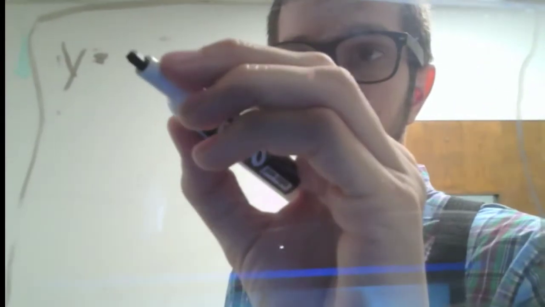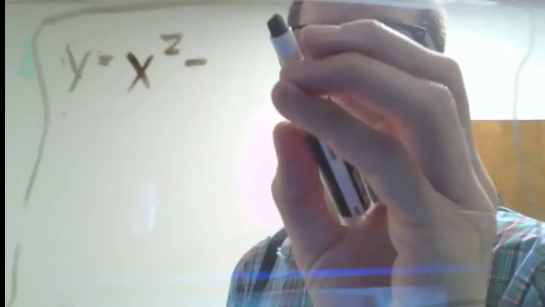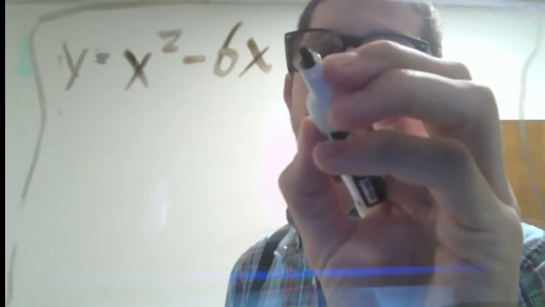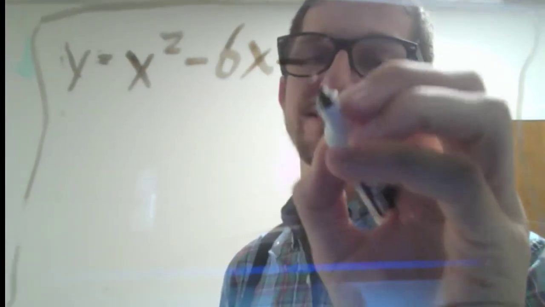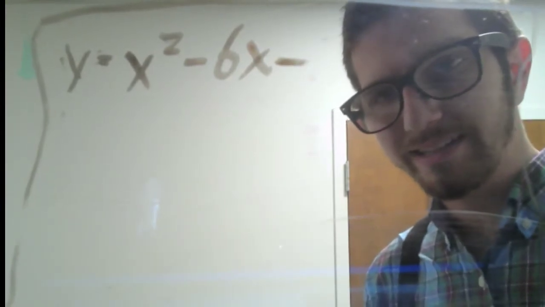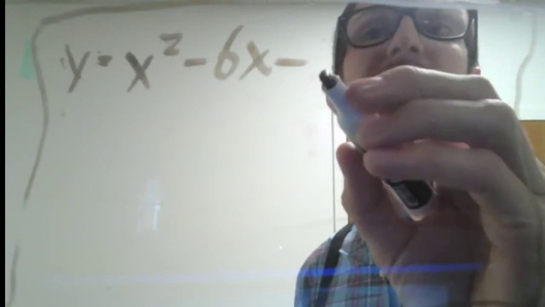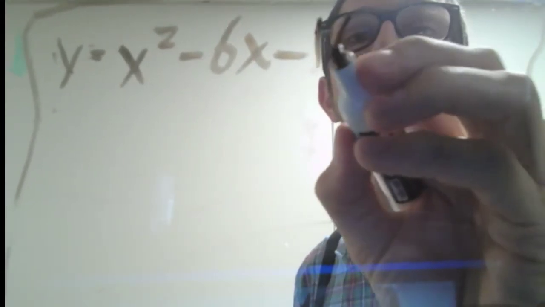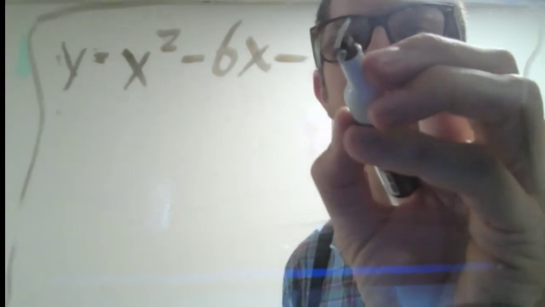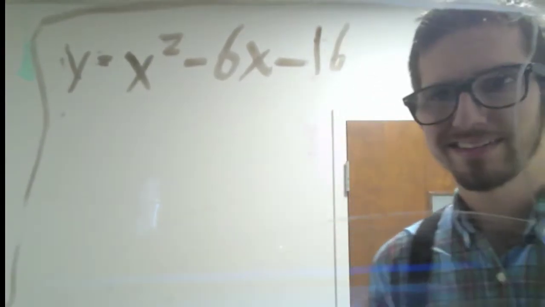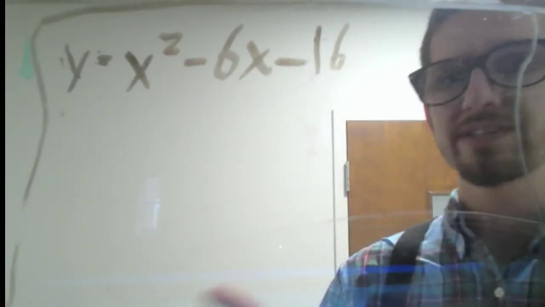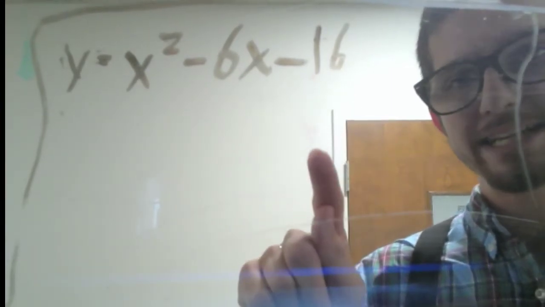Let's say we change some signs around. Let's say that we had y equals x squared minus 6x minus, let's see, 18. Yeah, 16. Okay, we have y equals x squared minus 6x minus 16.